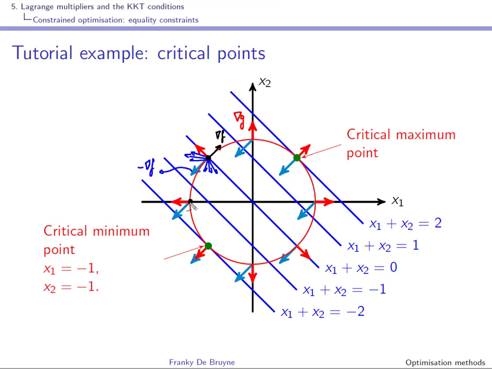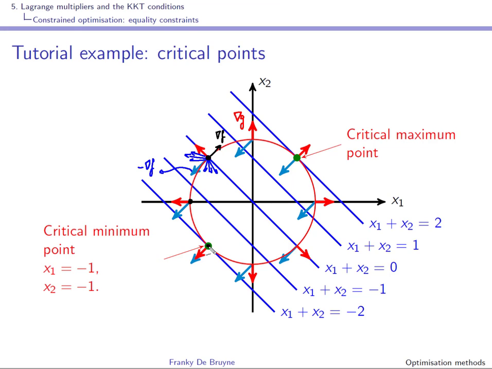So in this point, you can take a step and stay on the curve g(x) = 0 while decreasing the cost. So this is not the global minimum, right? In this point over here, you can see that if you take a small step perpendicular to the gradient of g, shown in red, you will stay on the curve g(x) = 0, but you will no longer have a direction of descent, right?